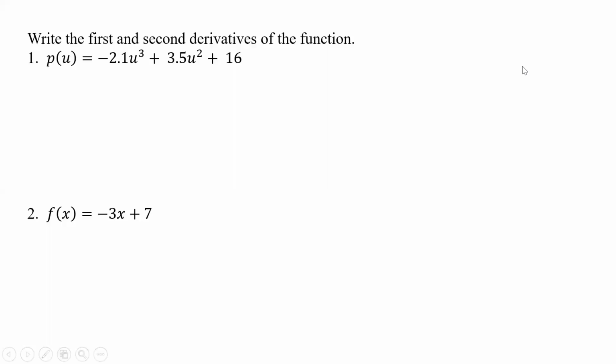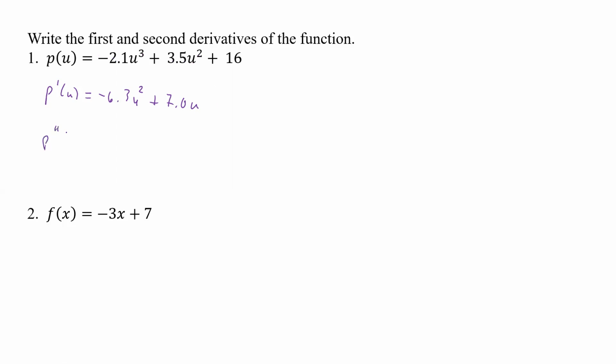All right, so now we're supposed to write the first and second derivatives of the function. Here we're just going to do things like we've been doing in the past. Now we'll take 3 times that, so it's going to be a negative 6.3u subtract 1 squared plus 2 times that's going to give us 7.0u. Okay, and that's all we have.